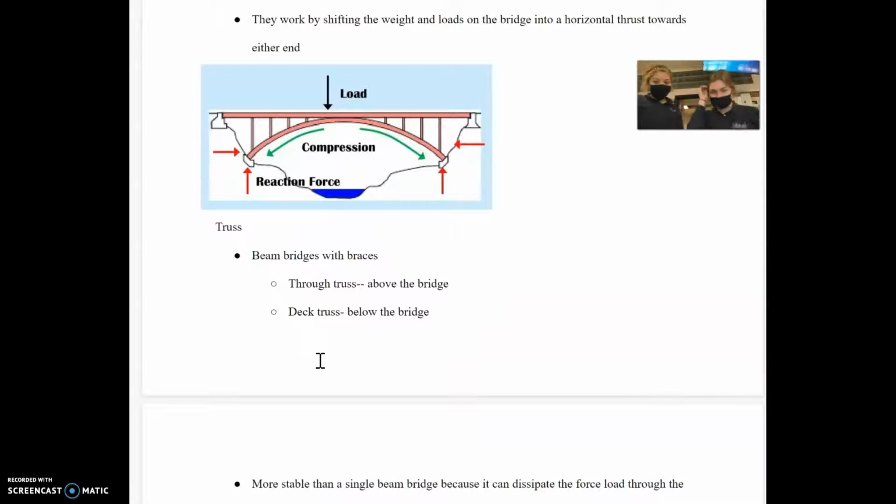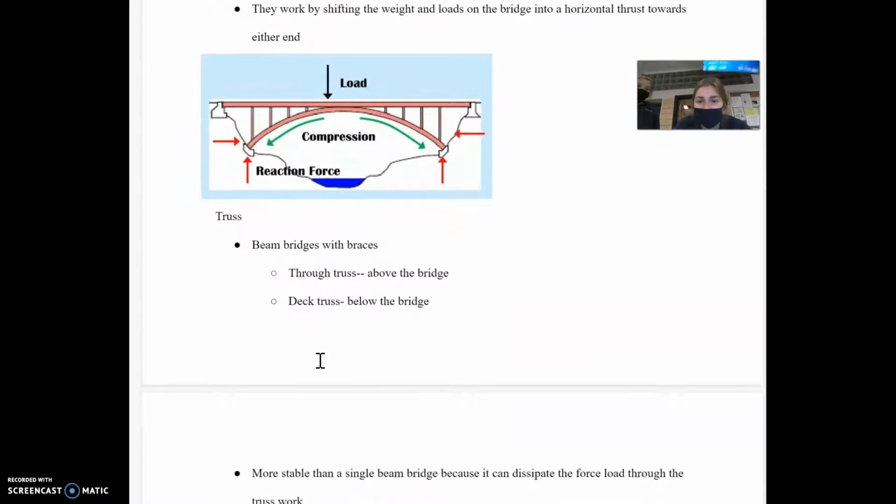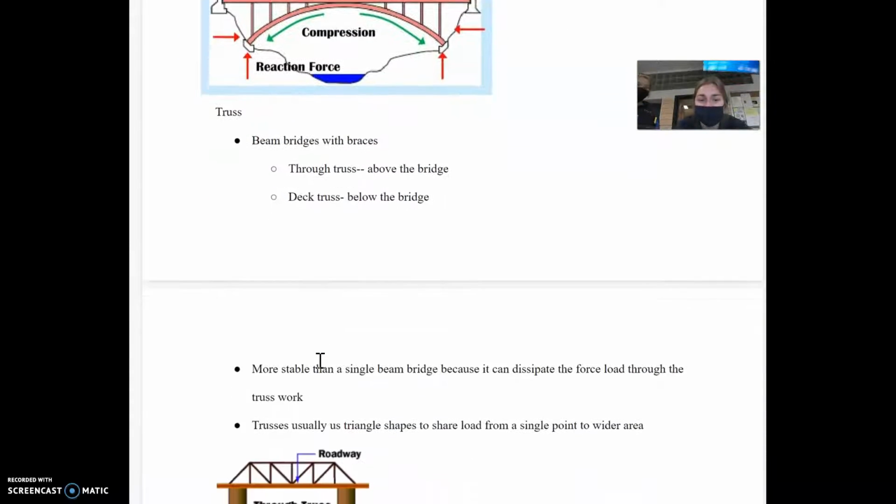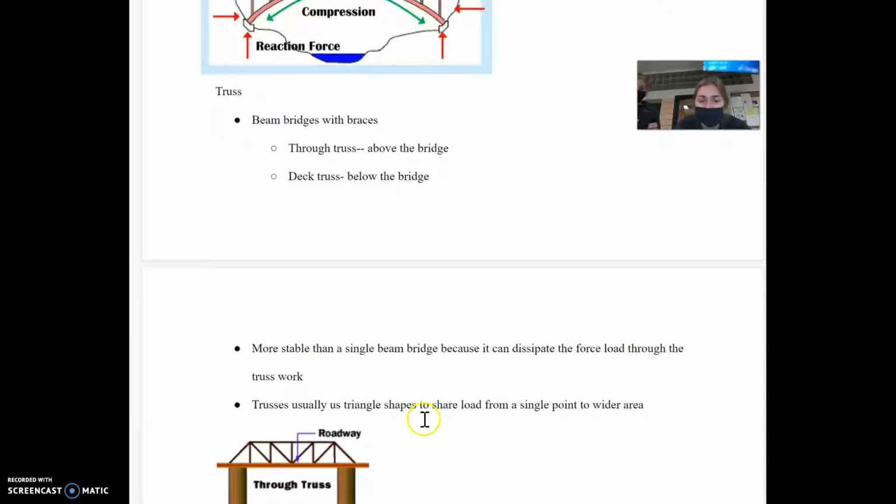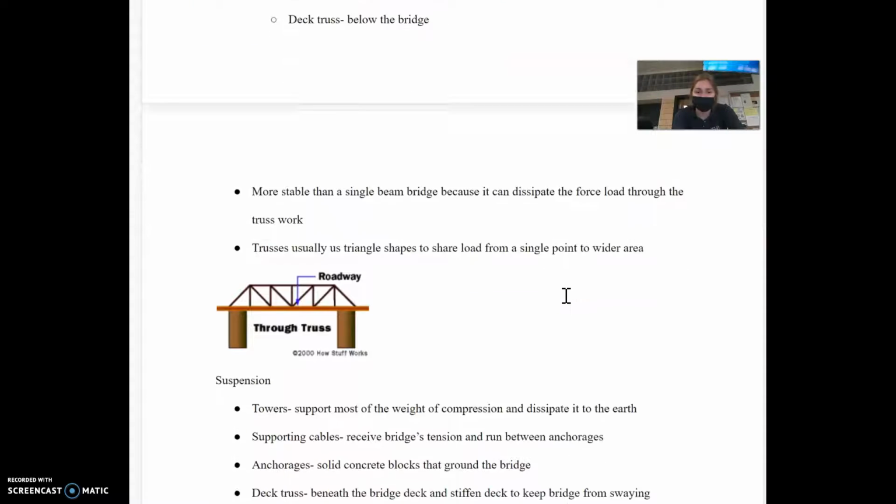All right, so the next type is truss bridges. And so these use trusses, as you can see in this picture down here, where they have triangle-shaped beams that pretty much dissipate the force load throughout the bridge instead of just having it on the bridge. And so the trusses could either be above, as they're shown in this picture, or underneath the actual road. And like I said, they're usually in triangle shapes.